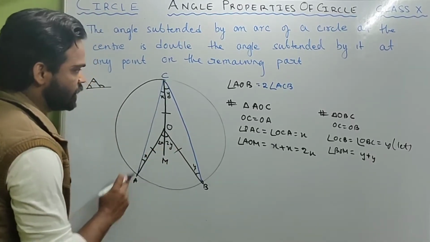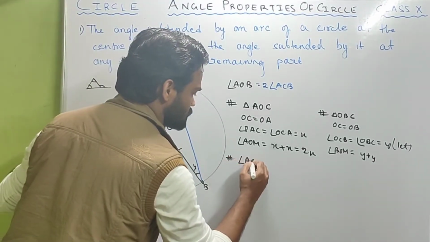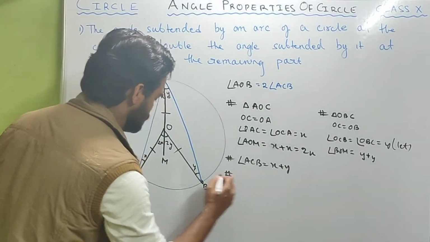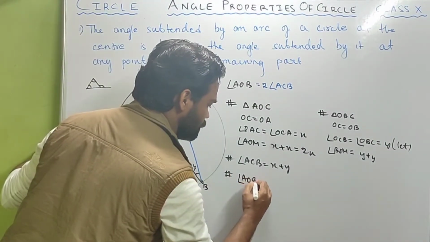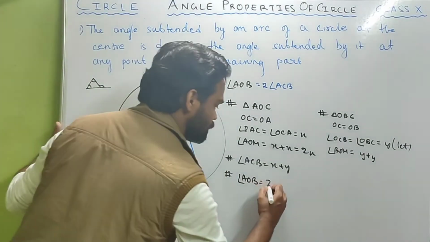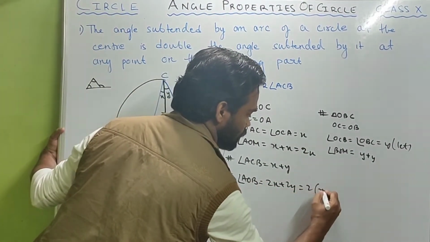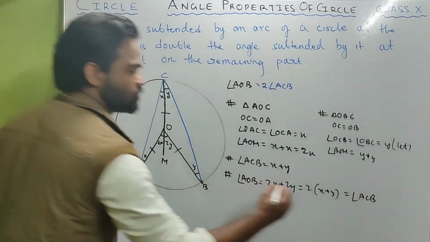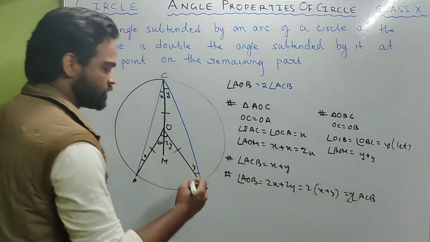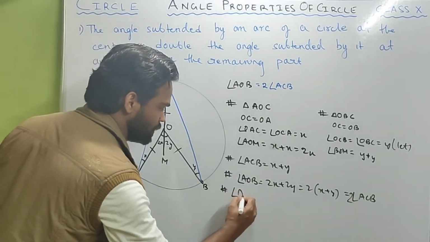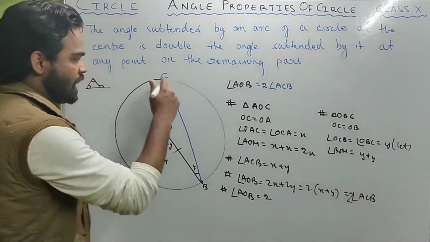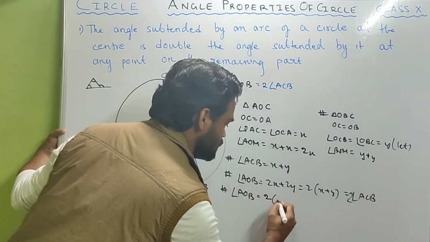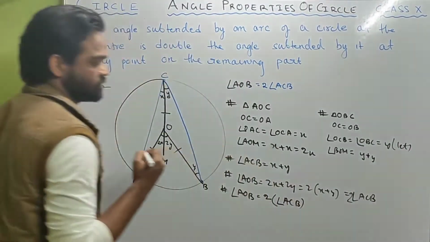Now look carefully. Angle ACB is nothing but x plus y according to our construction. And angle AOB is equal to 2x plus 2y, which is equal to 2 taking common, x plus y. And x plus y is nothing but angle ACB, twice of angle ACB, isn't it? Which means angle at the center, which is AOB in this case, will be twice the angle at any point on the remaining part of the circle, that is angle ACB in this case.